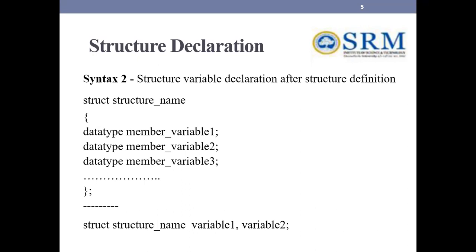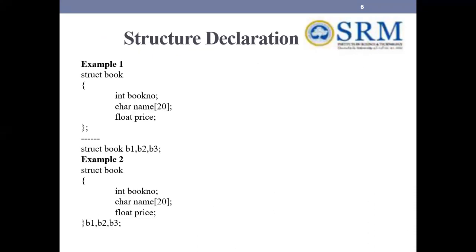Then after the definition, we can declare the variables. For example, struct. Again, we're using the same keyword, struct, followed by the structure name, then structure variable 1, structure variable 2. Like that, we can create structure variables. So in these two syntaxes, we can see how to define a structure and how to create a variable for the structure. That is the syntax of creating structures.